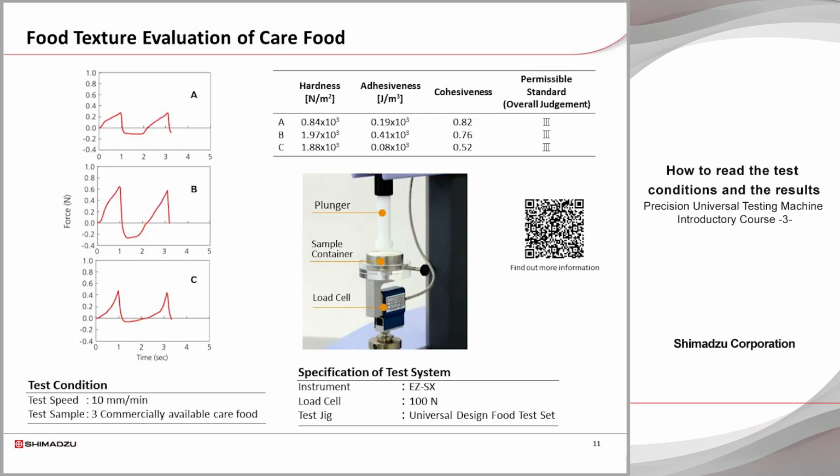The following table shows the result of testing commercially available nursing care foods. A universal design food test kit was used as a jig, which can test the approval criteria for food for people with swallowing difficulties and the standards for universal design food. The hardness, adhesion, and cohesion were evaluated, and the approval for this product as a care food was all three, corresponding to a pureed swallow food.